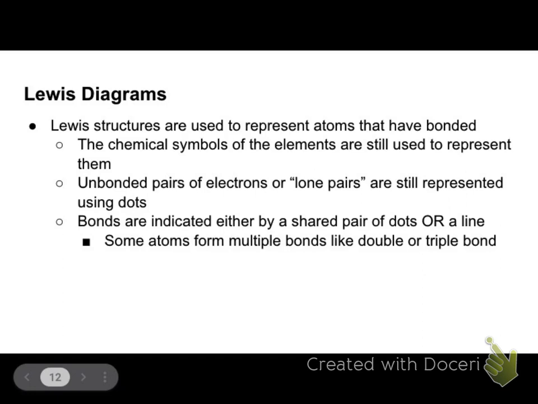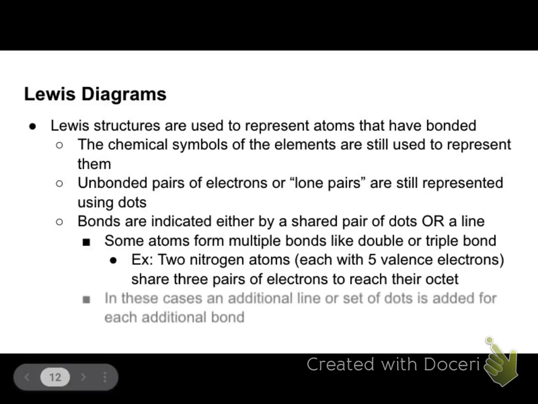Some atoms form multiple bonds. Okay, they might form a double or a triple bond. For example, nitrogen atoms each have 5 valence electrons, which means that they will often share 3 pairs of electrons with each other to reach their octet.